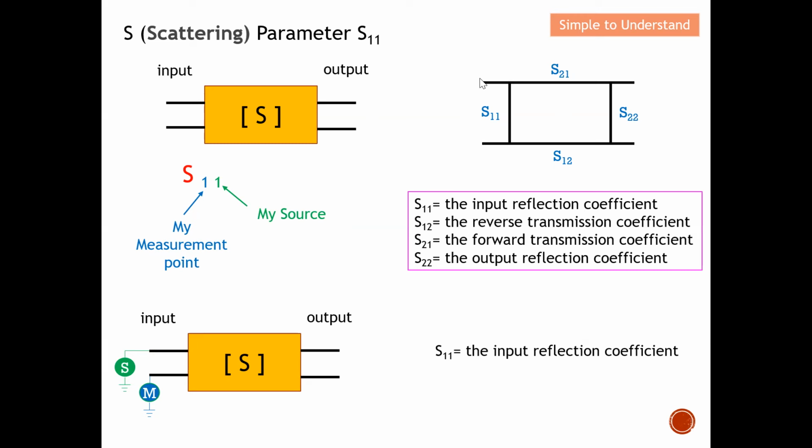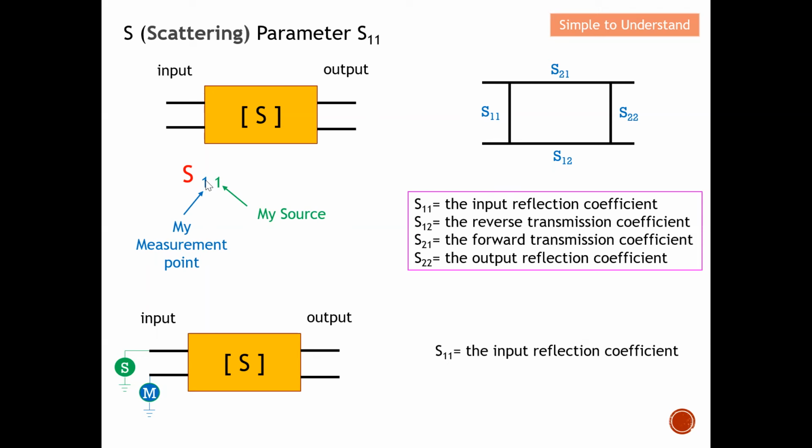Over here will be the input, and what we are keen to know about S11 is: I supply my voltage here, and I see how much energy is reflected back, and therefore the name, like it implies, is the input reflection coefficient. So this is what I meant by S11. The source is inserted at port 1, and the measurement is also done at port 1.